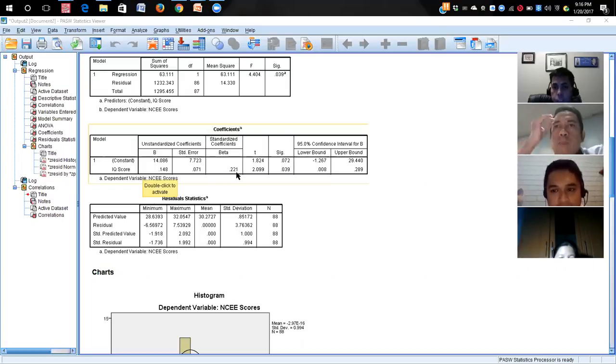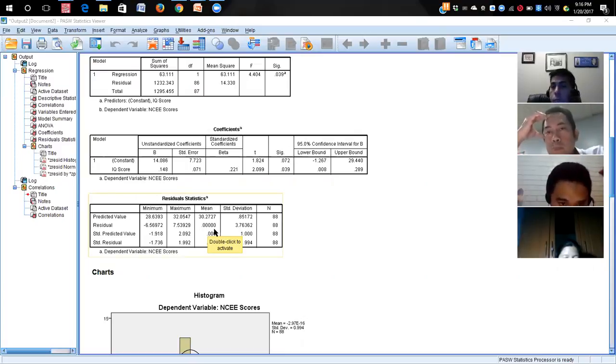Okay. So now the next step is to make sure that all the assumptions of our regression are met. That's why we look at the residual statistics. The most important thing here is that the mean of the residuals is 0.